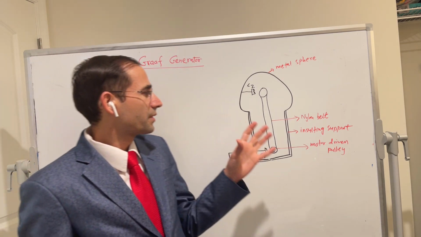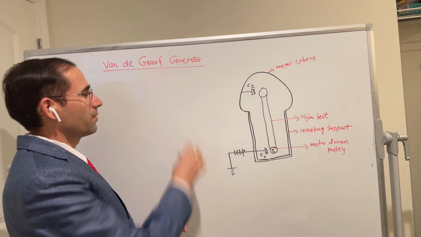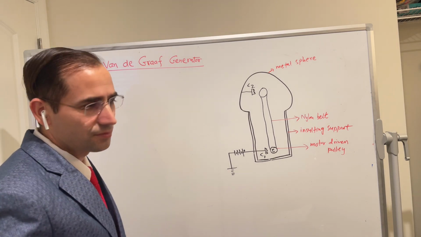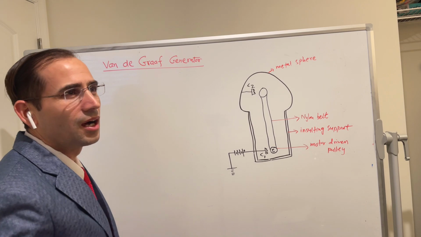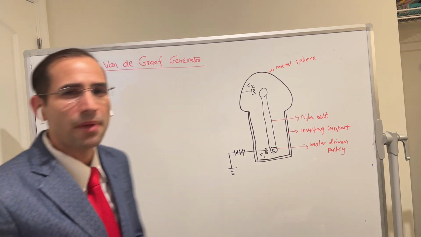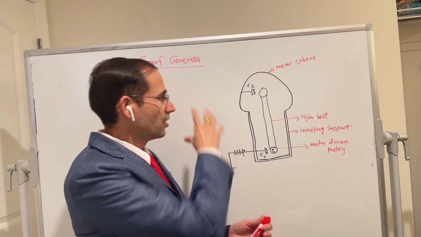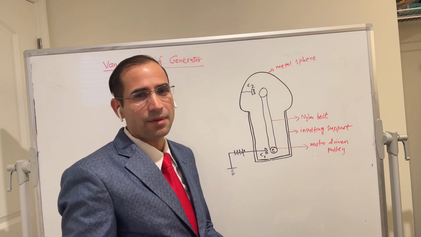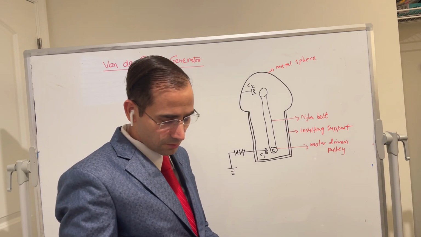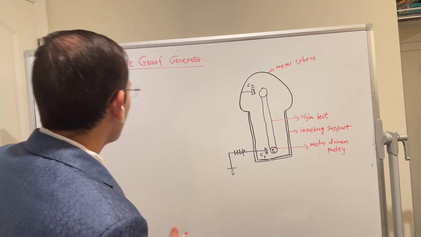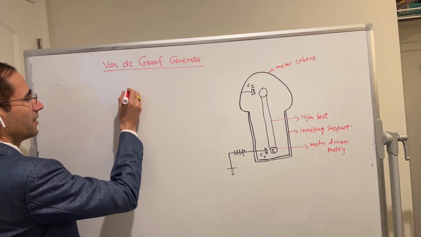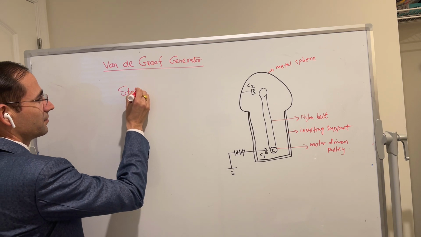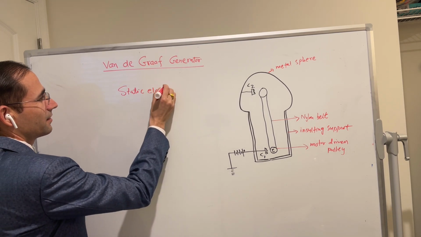But now, what is the working principle of the Van de Graaff generator? It is named after one of the American physicists, Robert J. Van de Graaff. In his honor, we call it the Van de Graaff generator. So the basic principle of the Van de Graaff generator is static electricity.